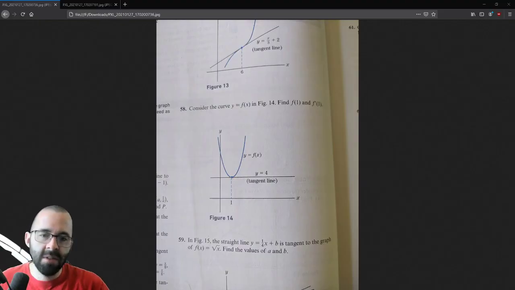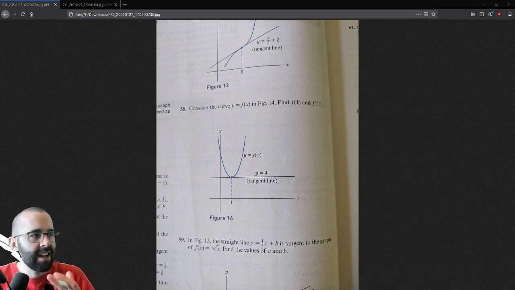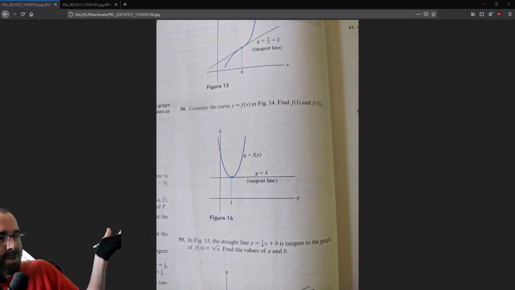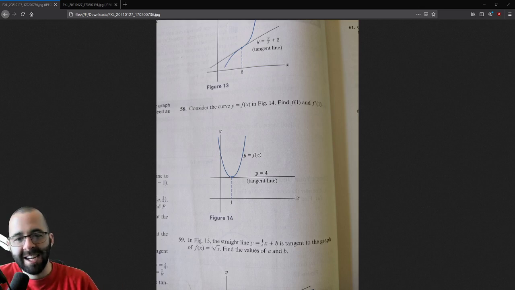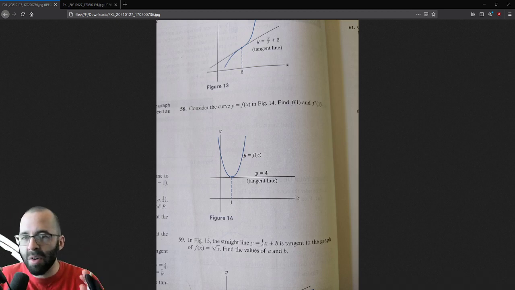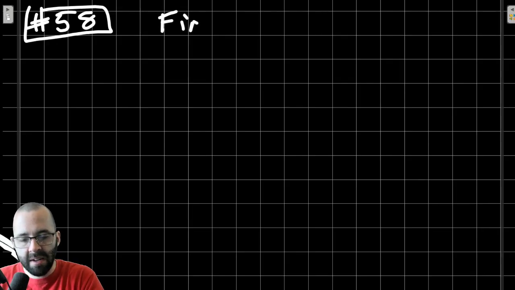So consider this curve. So we have this parabola right here, and we have the tangent line. And it wants you to find what is the function value there and what is the derivative there. Okay, so even though f of 1 and f prime of 1 look very similar, they're not the same. F of 1 is the y coordinate here. F prime of 1 is the slope. Okay, so we need to find f of 1 and f prime of 1.